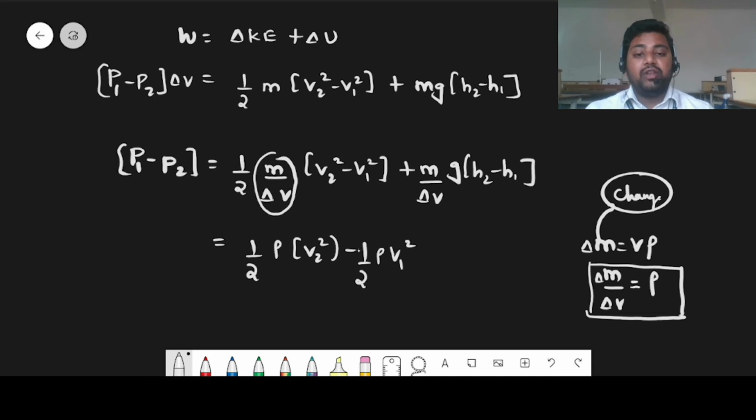Since the density is going to be constant, I'm not changing the density, because the ideal fluid characteristic is that it is incompressible. If it is incompressible, the density is not changing. In the same way, rho g h2 minus rho g h1. You can write all of this as P1 minus P2.